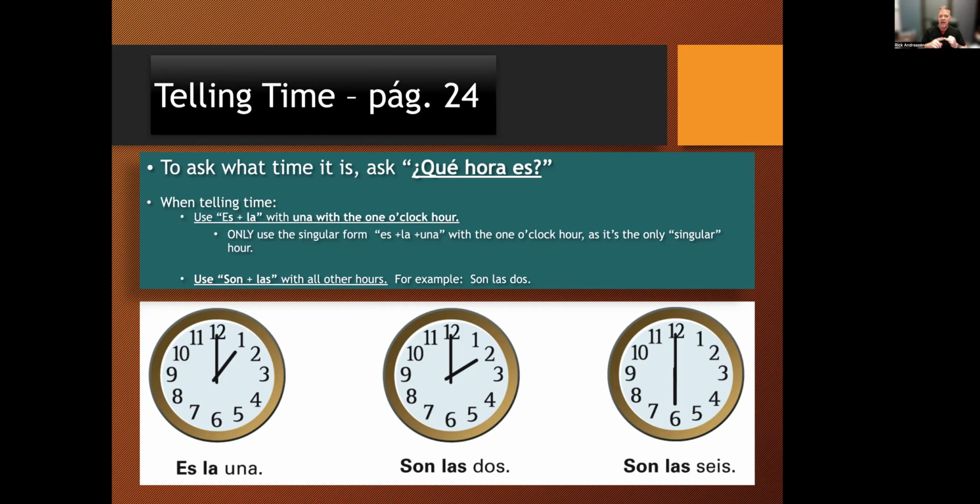So when telling time, right, we're going to use es and la with 1 o'clock. We've already mentioned that. And son and las with the other plural hours. So the examples, es la una versus son las dos. So we have 3 clocks in the bottom. First one, it's 1 o'clock, es la una. Second one, son las dos. Third one, son las 6. So clase, repitan, es la una. Son las dos. Son las 6. Okay, muy bien.